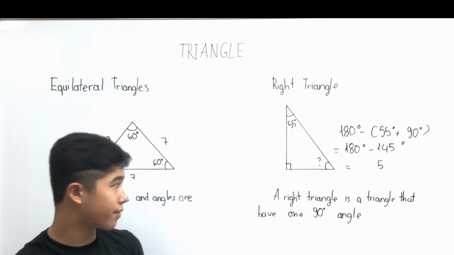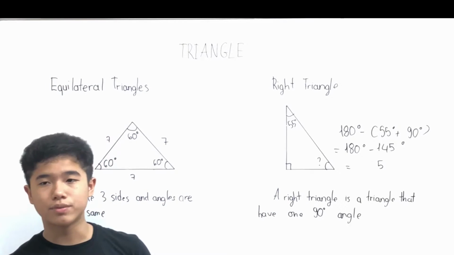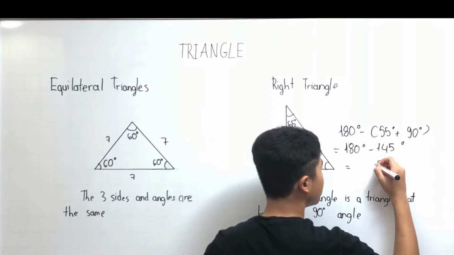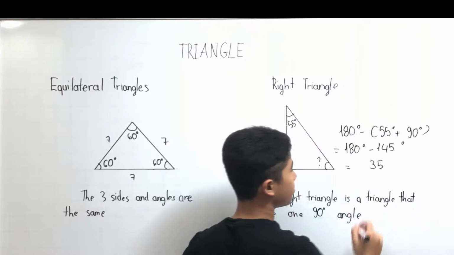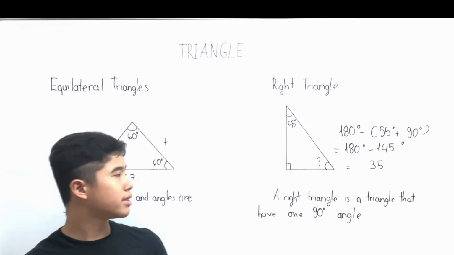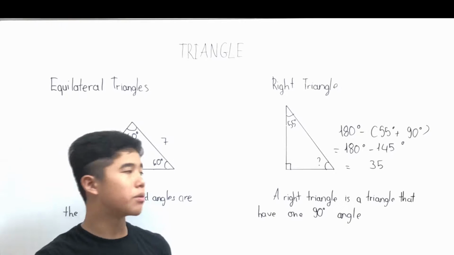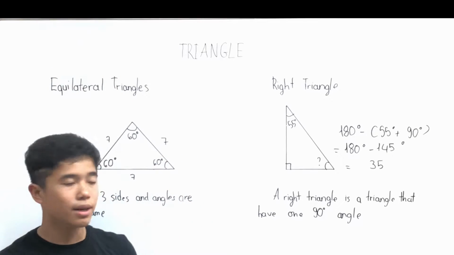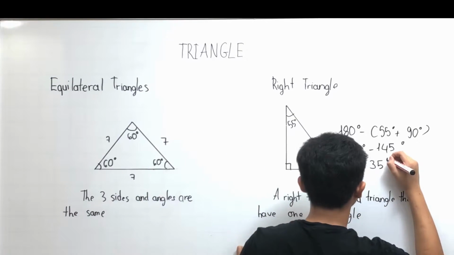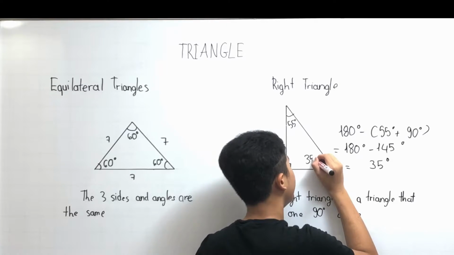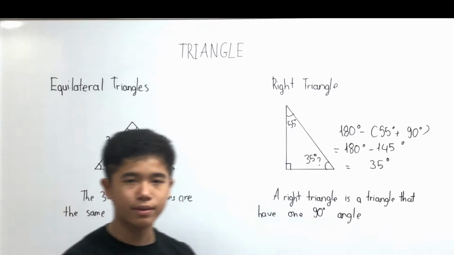10 minus 5 equals 5. Remember 1. 8 minus 4 equals 4, minus 1, 3. So 1 minus 1 equals 0. The answer must be 35 degrees. So this angle right here is equal to 35.